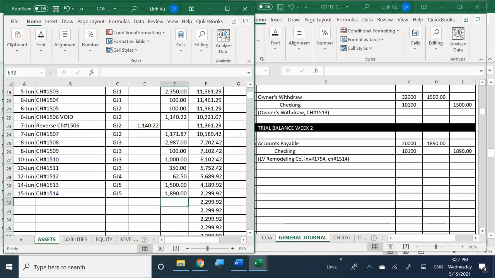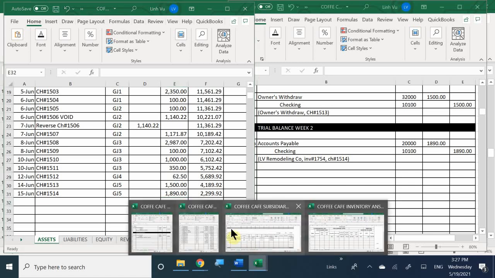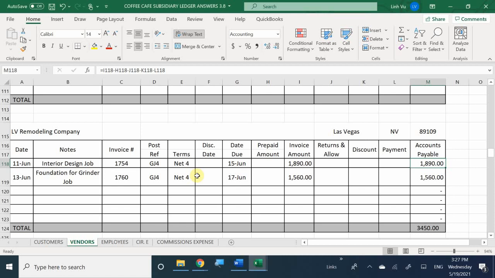Okay, where to next? Our vendors. Yes. LV remodeling. Okay, we're already there. That's how we figured out how much the bill was. So let's fill this out. Notes, payments, check number 1514. The invoice will be 1745. 54? Oh, 50. Is it 54 or 45? It's 54. Oh man, I have it wrong both times.